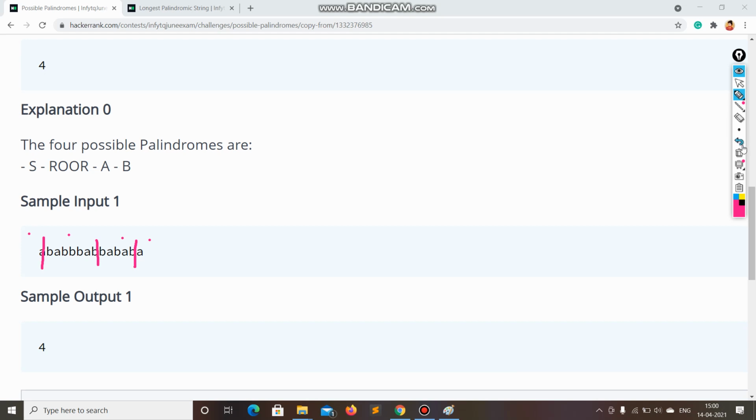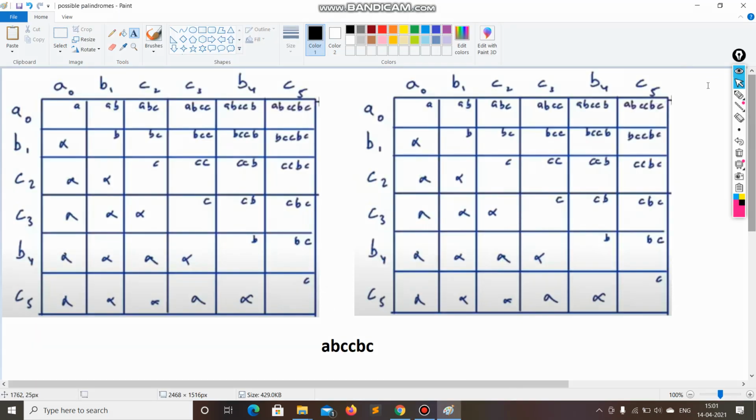Before getting into code, I want to explain how I solve this using dynamic programming. First let's consider this left side 2D matrix. I think you already know this, but again I am saying: starting from A, we have A, AB, ABC, ABCC, ABCCB, ABCCBC. Now starting from B: B, BC, BCC, BCCB, BCCBC, and again starting from C. Like that I fill this table.